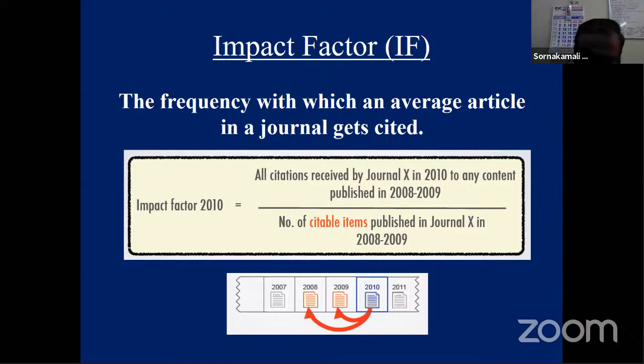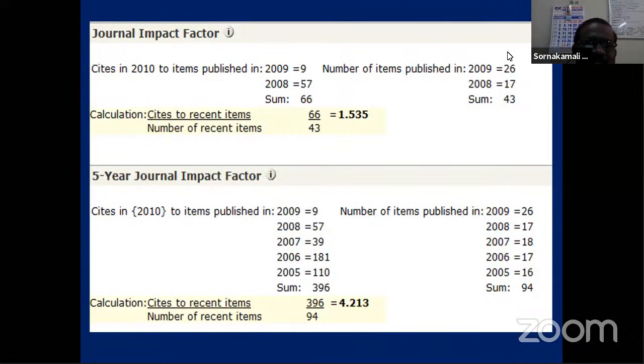Suppose we want to calculate the impact factor for 2010. It is the ratio between the citations to articles published in 2009 and 2008, and the number of articles published. For example, 43 articles have been published in 2009 and 10 in total. Those articles have been cited 66 times. Then the impact factor is 1.535. The 5-year impact factor I will talk about later in this presentation.